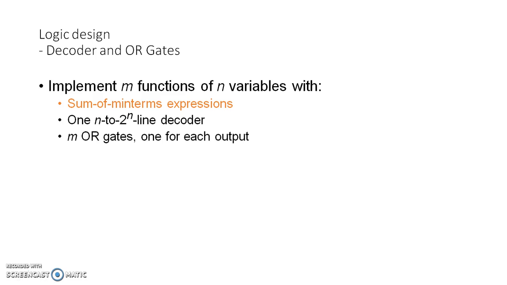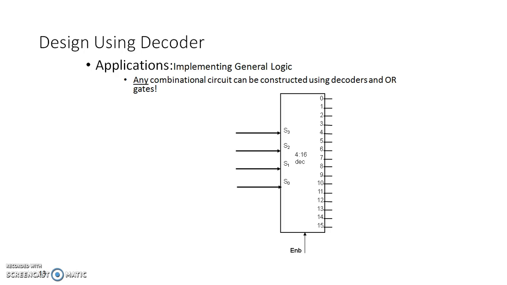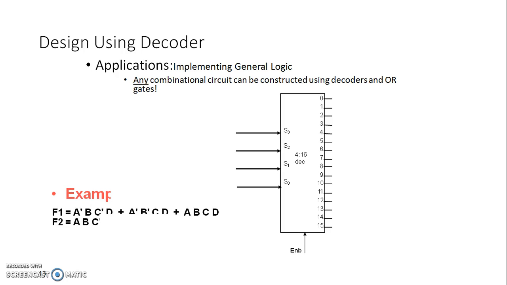Next, we come to our main discussion, that is logic design using decoder and the OR gates. So how do we implement the functions? Whenever some expressions are given to us, how do we realize this logic design? So design using decoder. One of the applications of this is implementing general logic.